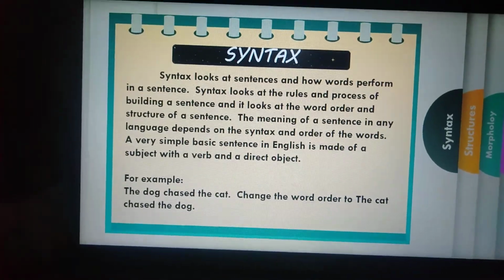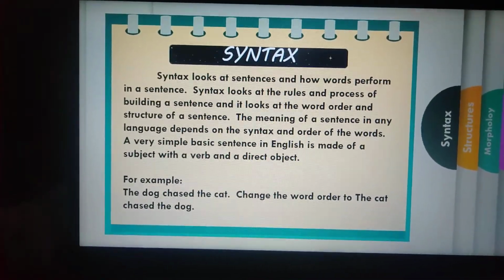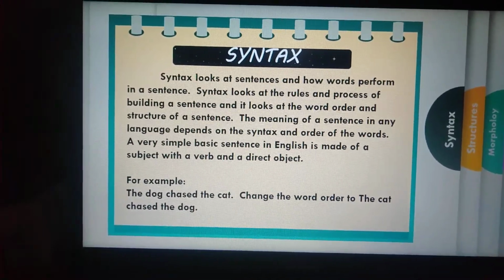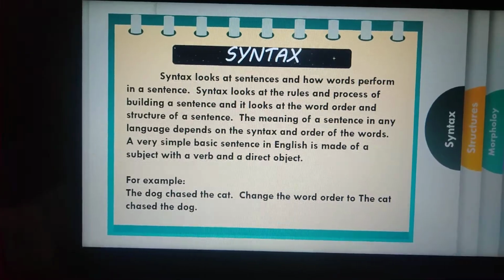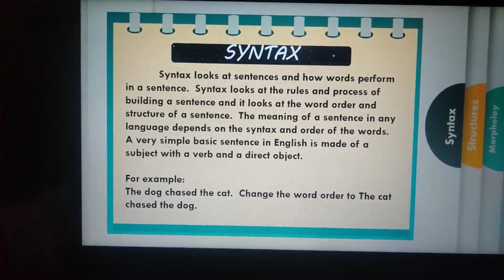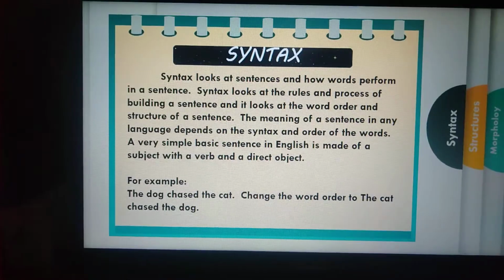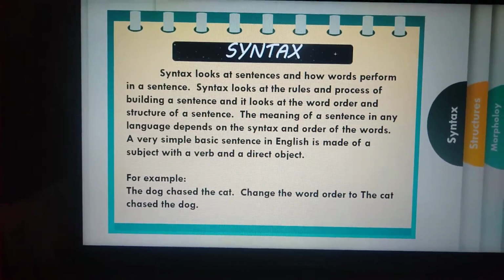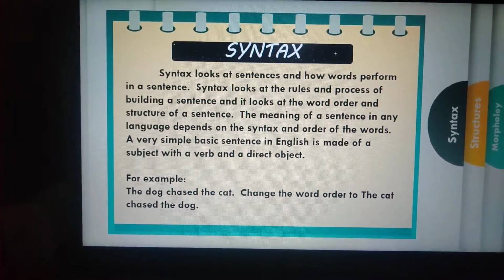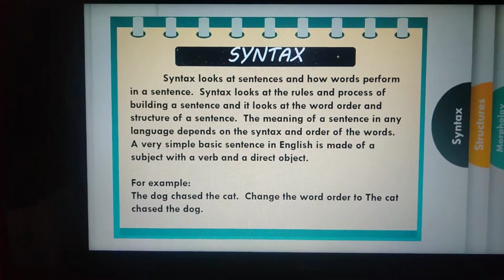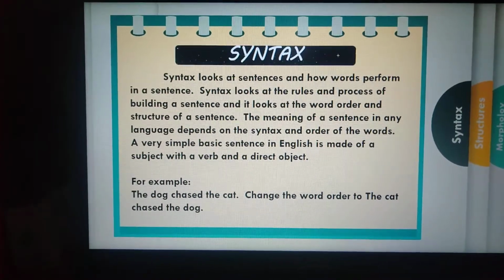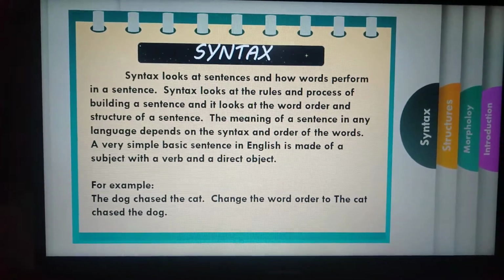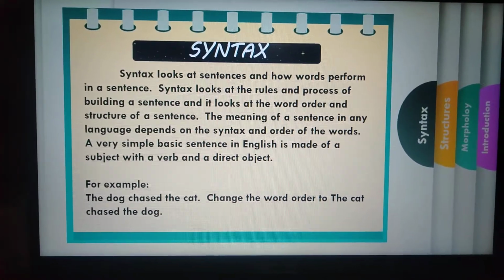Syntax looks at sentences and how words perform in a sentence. Syntax looks at the rules and process of building a sentence, and it looks at the word order and structure of a sentence. The meaning of a sentence in any language depends on the syntax and order of the words. A very simple basic sentence in English is made of a subject with a verb and a direct object. For example, the dog chased the cat. Change the word order to the cat chased the dog.